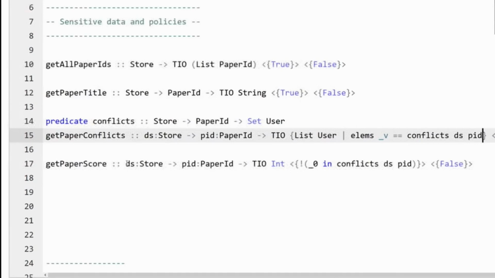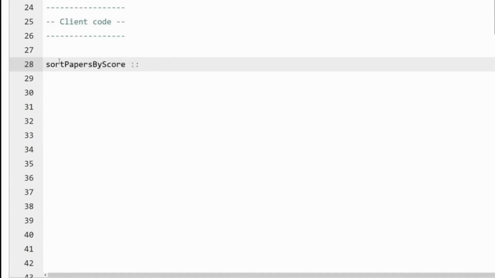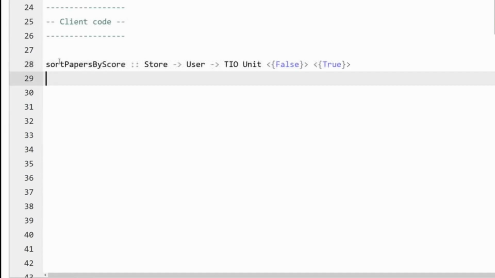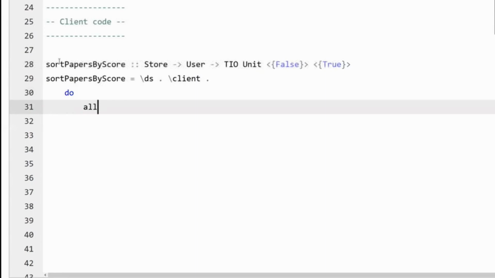Finally, let's implement the sorting functionality. To this end, I will write a function sortPapersByScore that takes as input a data store DS and the current user, client. Lifty supports a Haskell-like do notation that desugars into invocations of bind in a standard way.